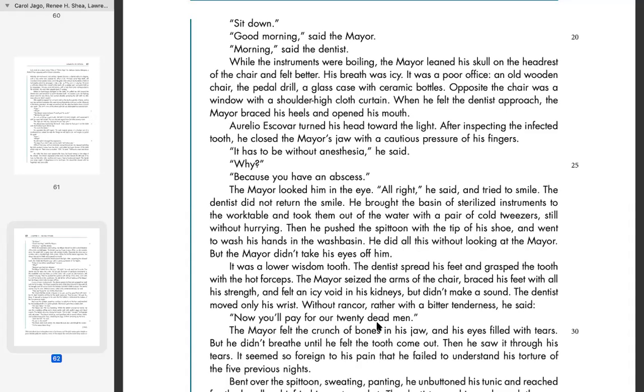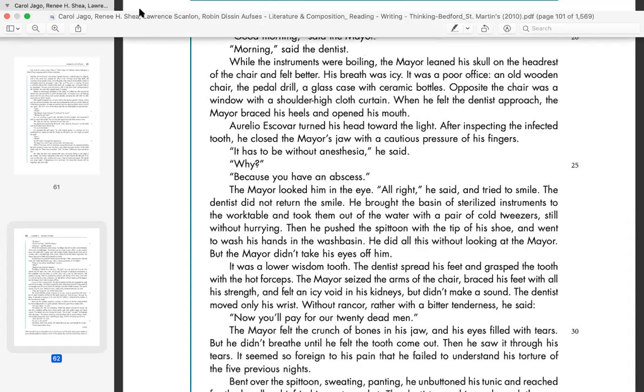He did all this without looking at the mayor, but the mayor didn't take his eyes off him. It was a lower wisdom tooth. The dentist spread his feet and grasped the tooth with the hot forceps. The mayor seized the arms of the chair, braced his feet with all his strength, and felt an icy void in his kidneys, but didn't make a sound. The dentist moved only his wrist, without answer, rather with a bitter tenderness. He said, "Now you'll pay for our 20 dead men."